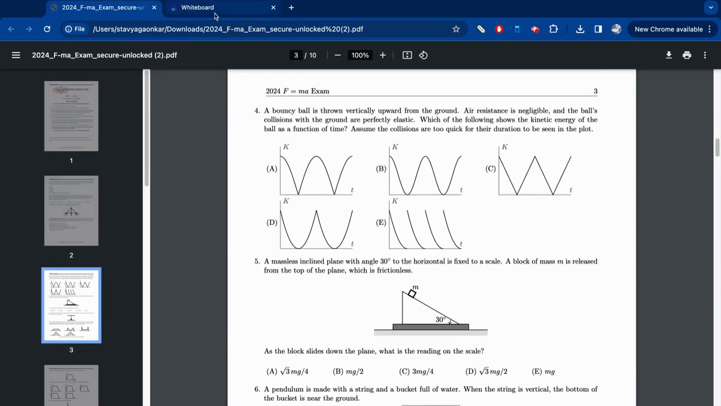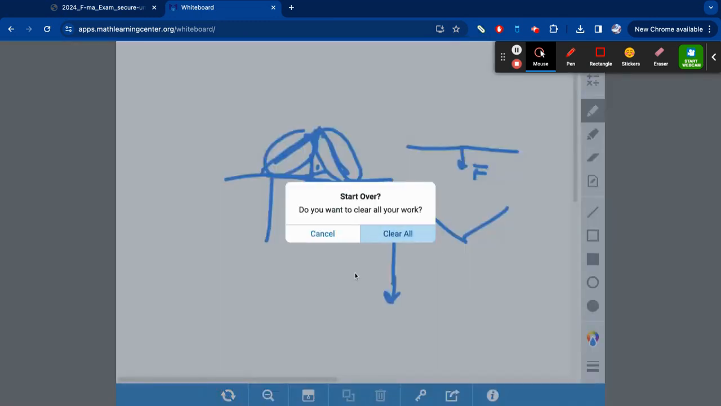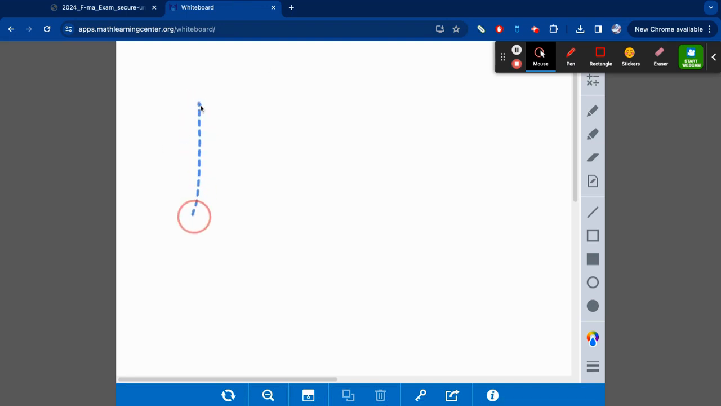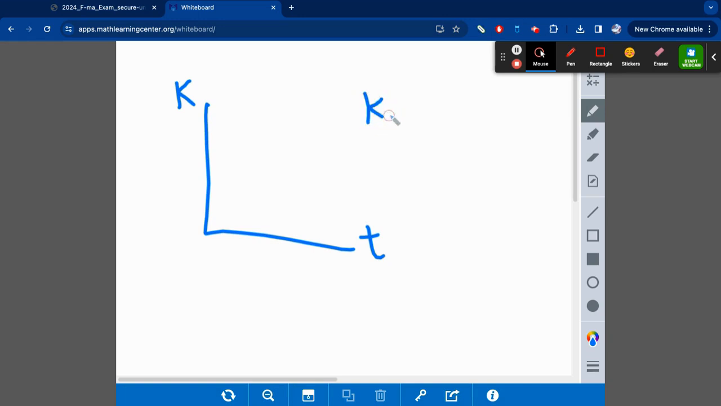Okay, moving on to problem number 4. So for our next problem, we want to graph the kinetic energy of a bouncy ball that's thrown vertically upward from the ground, knowing that the collisions with the ground are perfectly elastic. So if we graph this, we know that K, kinetic energy, is just 1/2 mv squared.